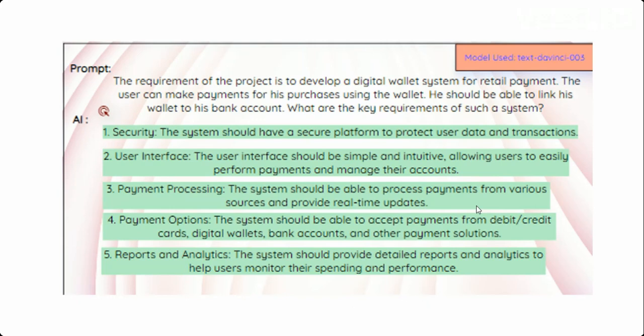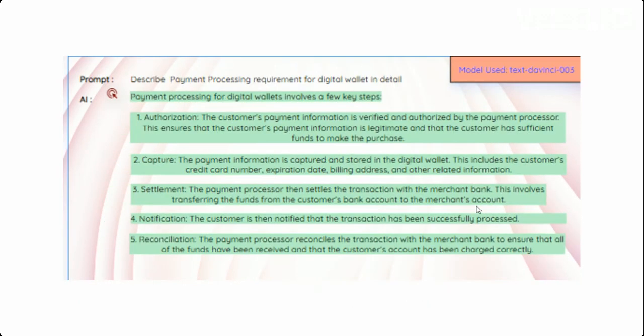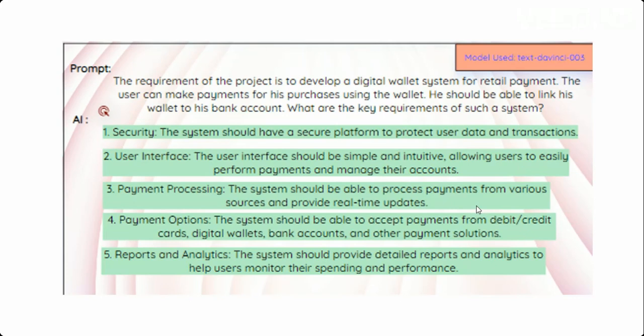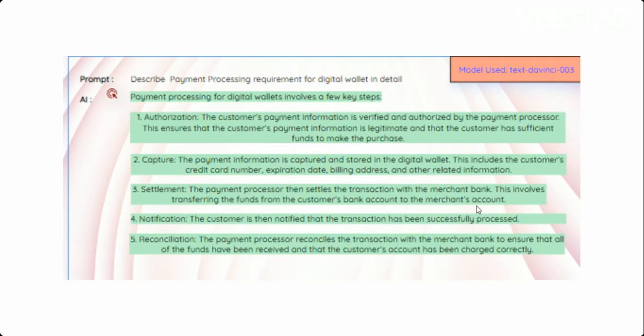Like how a requirement engineer or product owner will give you all the requirements, here the AI will behave like a product owner and give you the requirements of the system you want to create. And the next question we can ask is: describe payment processing requirements for a digital wallet in detail. If you are not clear on what payment processing means or what should be included in it, you can ask that question again in a prompt.